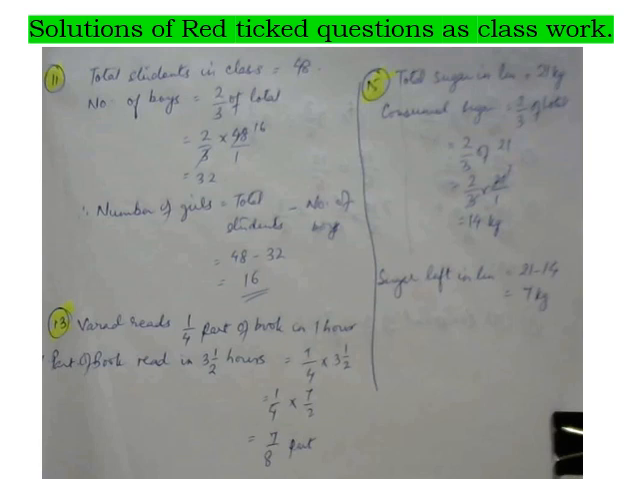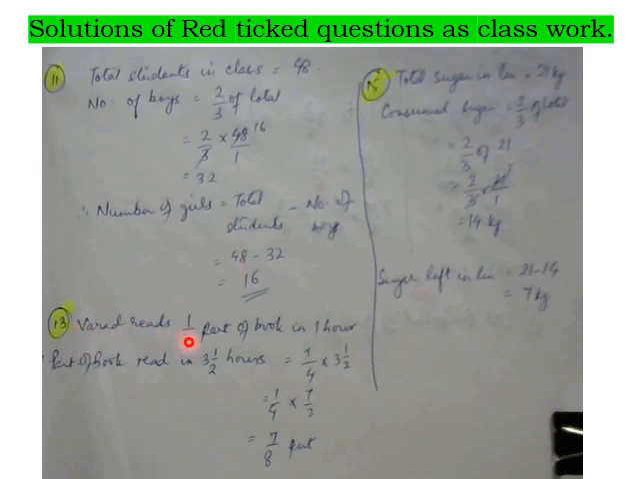Question number 11 says, there are 48 students in a class and 2 by 3 of them are boys. How many girls are there in the class? So total students in class is given as 48. Number of boys given is 2 by 3 of total. So 2 by 3 of 48, that is 2 by 3 into 48. When you simplify, you will get 32. Now number of girls will be total students minus number of boys, that is 48 minus 32. So 16 girls are there in the class.